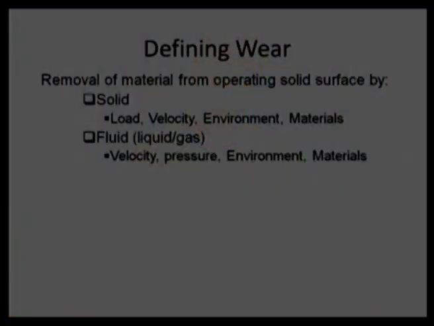So, let us come back to the wear definition. Once we have heard the importance of the wear topic, we will come again to why wear occurs. We said it is the removal of material from an operating solid surface by solids or by fluids. So, both kinds of wear are possible. A solid may cause solid wear, or a fluid may cause solid wear. When there is wear by a solid surface, the parameters which affect the performance will be load, velocity, environment and materials.